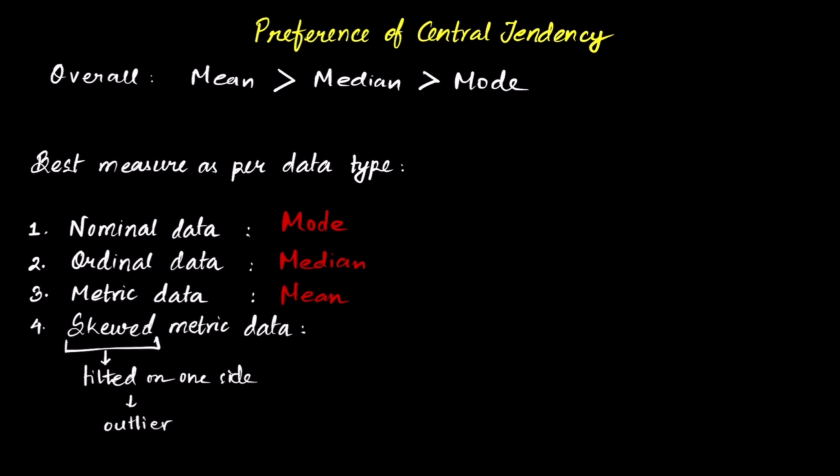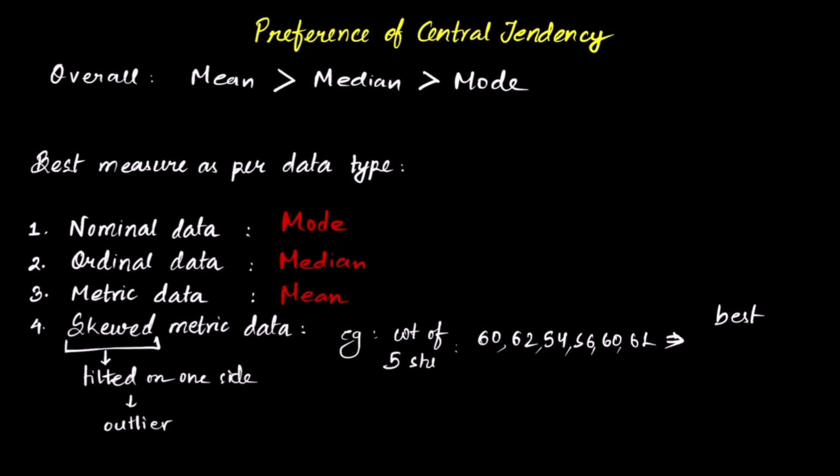presence of outlier. For example, let's say we have weights of 5 different students and they are 60 kg, 62 kg, 54 kg, 56 kg, 60 kg, and 61 kg. Here, the values of weights given are quite comparable, or they are normal, shall I say. As per the height, you have weights. In this particular scenario, you have metric data, and the central tendency that you can find best applicable is mean.